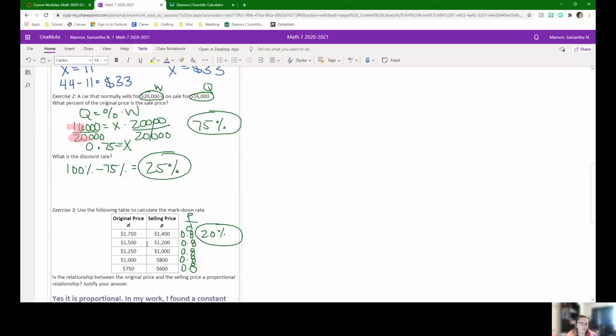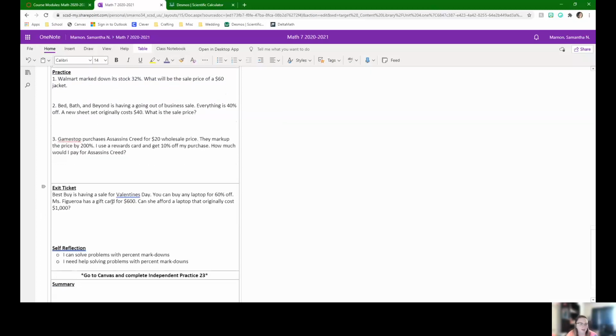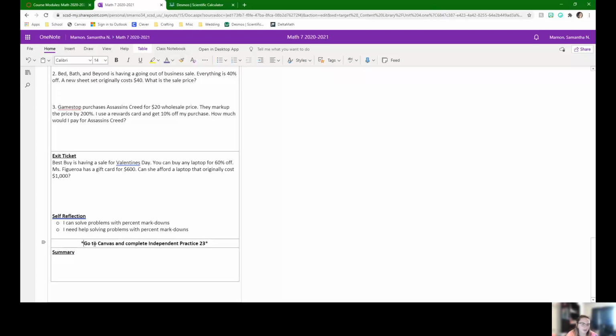When we are done with all of this, you guys have 3 practice problems. You only need to pick 2 again. The third one, again, might be a little bit more of a challenge than number 1 and 2. And then you have an exit ticket. Can Miss Figueroa use her gift card to buy that laptop, or is it not on sale enough? When you're done, you're going to go to Canvas and complete independent practice 23.